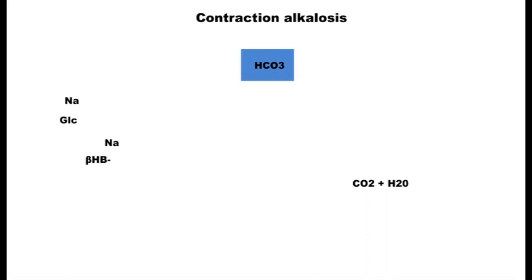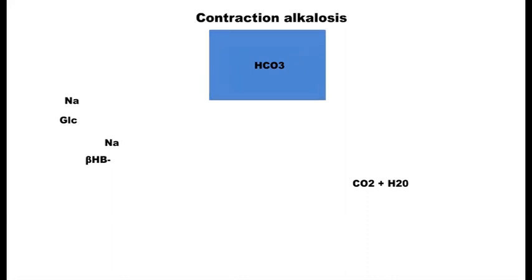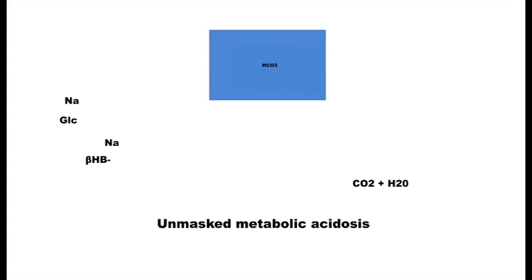When we start administering IV fluids, normal saline, Ringer's lactate, etc., we re-expand the ECF compartment. And as a result, you unmask the so-called metabolic acidosis. So this is a classic example of a contraction alkalosis in a patient with DKA, and DKA can often be missed because of this so-called contraction alkalosis.